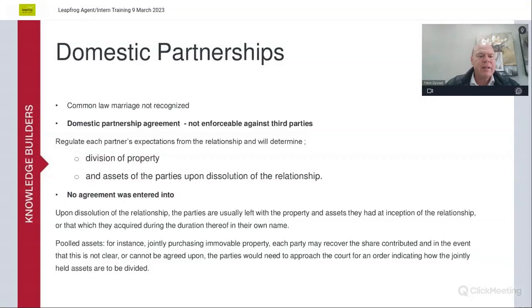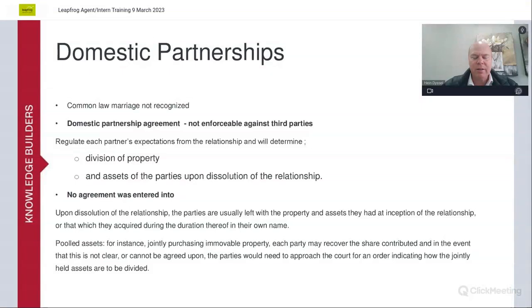But the point is that even if they've pooled stuff together and they own stuff together, they are not married. So in terms of your offer to purchase and transfer documents, they are unmarried parties. So for us, domestic partnerships or common law husband and wife, no such thing. You are unmarried. You've got no obligations or rights or claims for maintenance when the partnership breaks up.